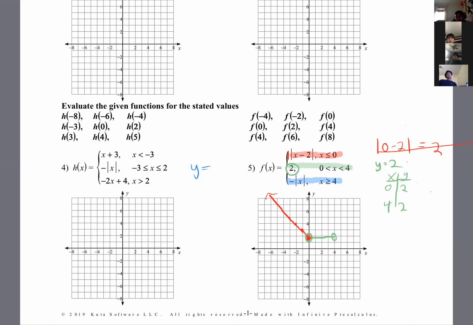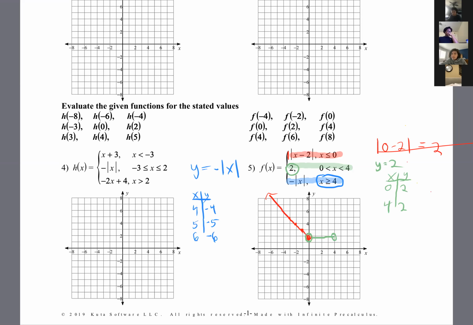Right. Okay, so right here, this is the absolute value of x. For this one, it says x is greater than or equal to 4. So I'm going to be plugging in numbers that are 4 or larger, like 4, 5, 6. The opposite of the absolute value of 4 is -4, of 5 is -5, and of 6 is -6. So I'm going to plot these 3 points.